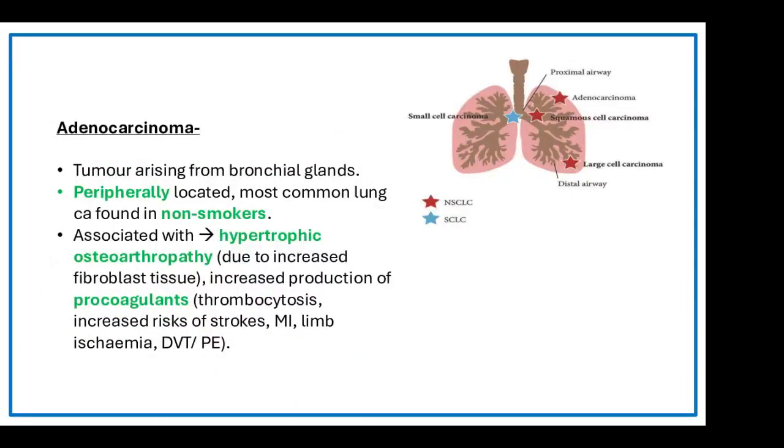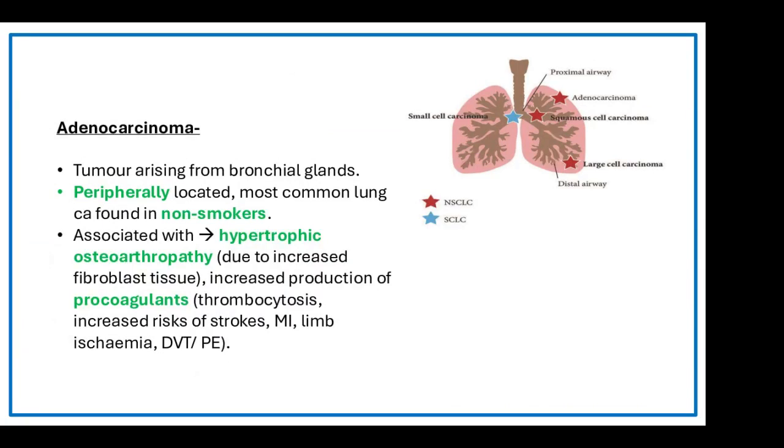The next type of non-small cell lung cancer is adenocarcinoma, and these are tumors arising from bronchial glands. So these are mucin-secreting cells. They are peripherally located. So far, the other two cancers, the small cell and the squamous cell, were both central. So this is our first peripherally located lung cancer. And it's the most common lung cancer found in non-smokers.